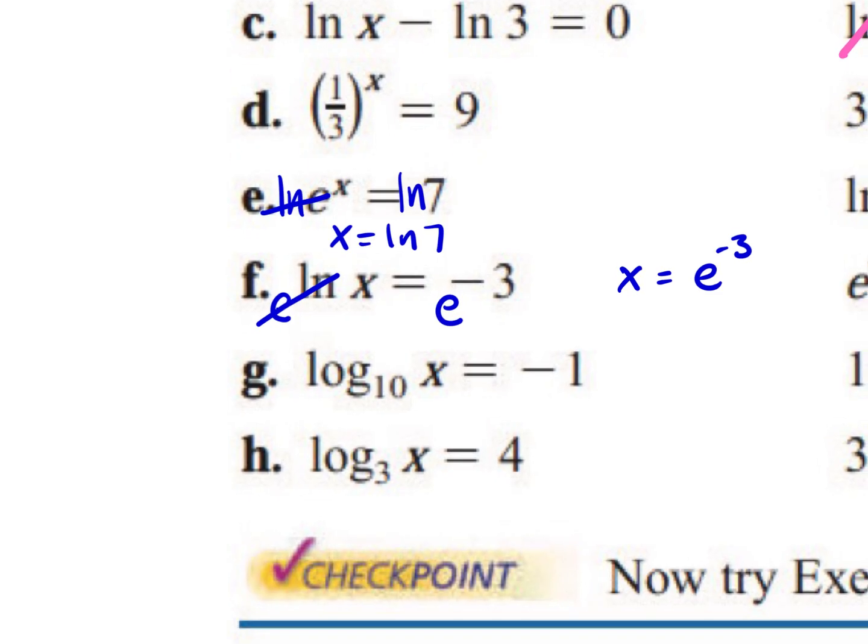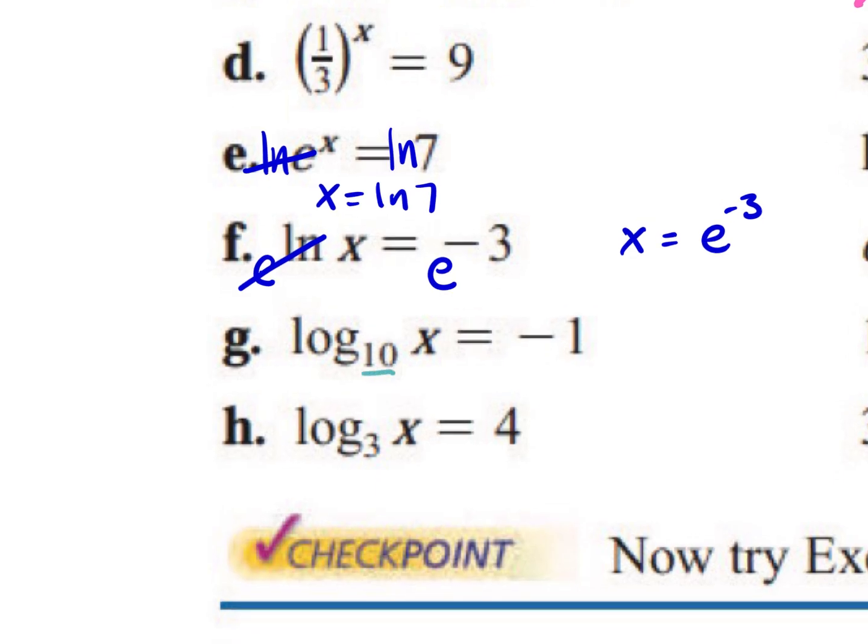Same thing with logs, but we want to do whatever our base is. So here, I would make my big base 10. So I'm going to raise everything in my equation to be an exponent with the base of 10. 10 to the power of log base 10 would cancel, so we're left with x is equal to 10 to the power of negative 1.